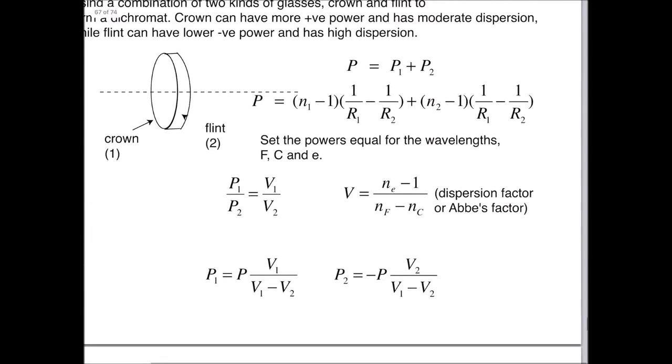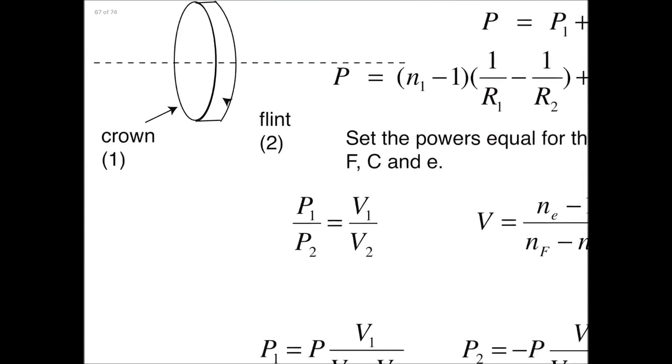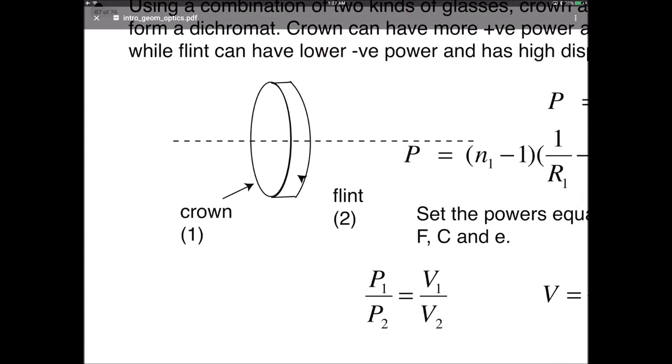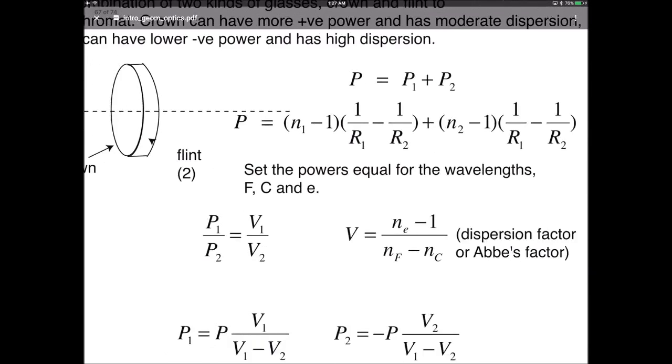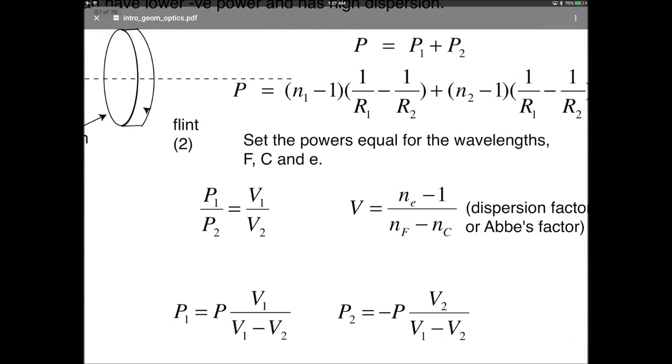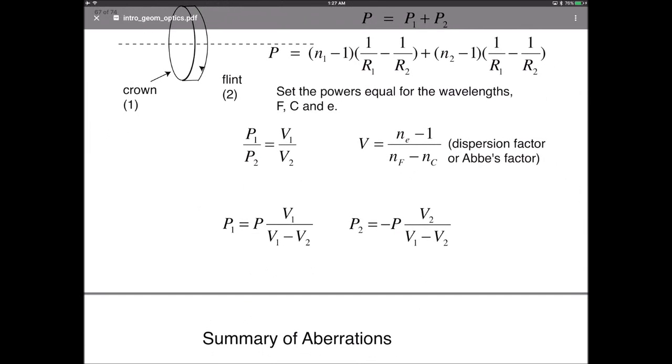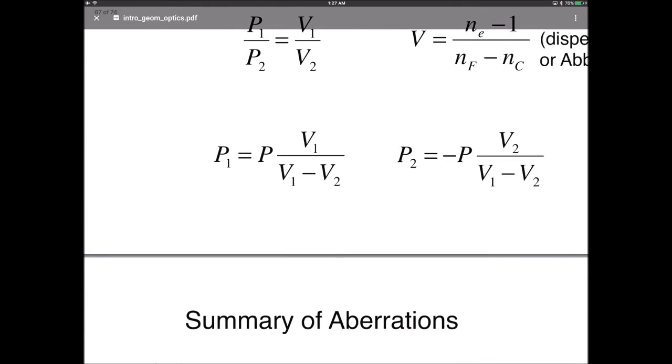Now if we want to correct for the chromatic aberration, we essentially have to bring the blue and the red light to focus at one point. So we can set the powers as equal for the wavelengths from the red and blue lines, F and C, and using the dispersion factor from the prism case, we can solve this system of equations. That will give us the individual power of the two elements required, based on the dispersion powers of the two materials, to be able to construct this kind of an optical system.